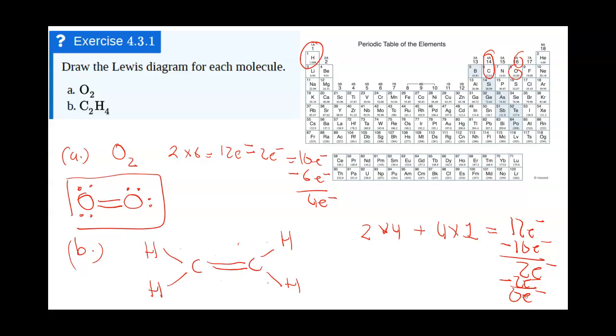If we count up all of our electrons, they should add up to 12. Let's see what we get. 2, 4, 6, 8, 10, and 12. So everything looks good about both of our Lewis structures.